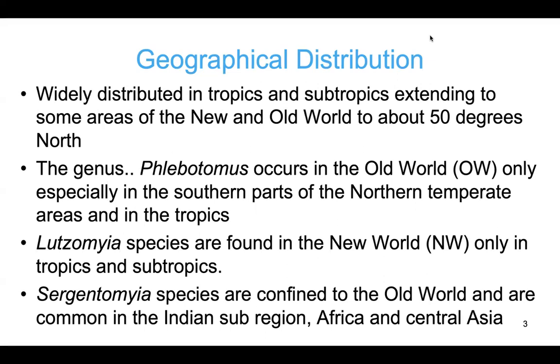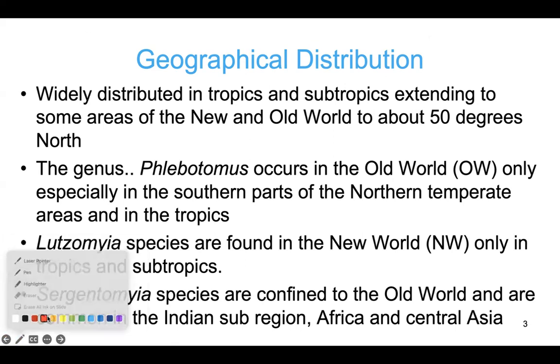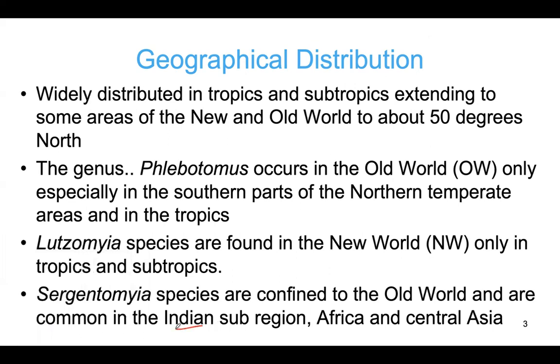In some places, the New World is known as European places, and the Old World is known as the Indian subregion, Africa, and Central Asia. So Lutzomyia species are mostly found in the New World, or the tropics and subtropics, and Sergentomyia species are confined to the Old World of the Indian subregion, Africa, and Central Asia.